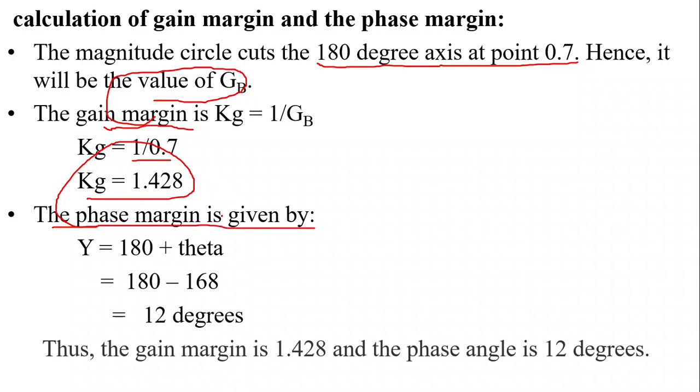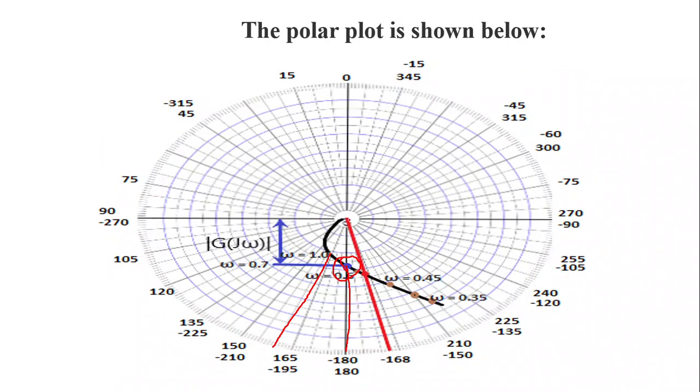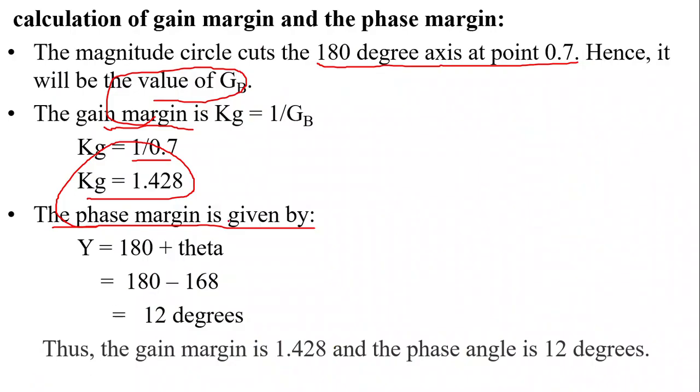After that we have to find the phase margin. The phase margin formula is: phase margin gamma equals 180 degree plus theta. How do we find the value of theta? Here the polar plot cuts the unit circle at this point. At this point the corresponding phase angle is minus 168 degree. This is our theta value.